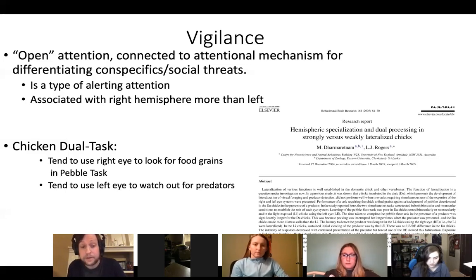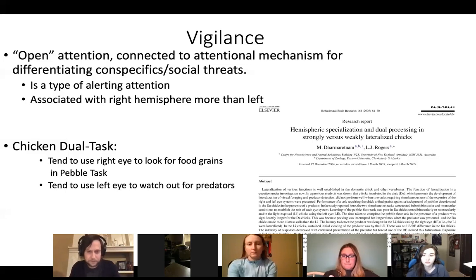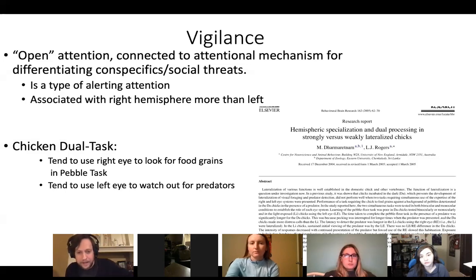That's the thing they're looking for, so they're having to pay a lot of attention to find what is food and what is not food on the floor. Simultaneously, though, in these studies, sometimes a predator, or a picture of a predator, would appear somewhere in the chicken's peripheral vision.